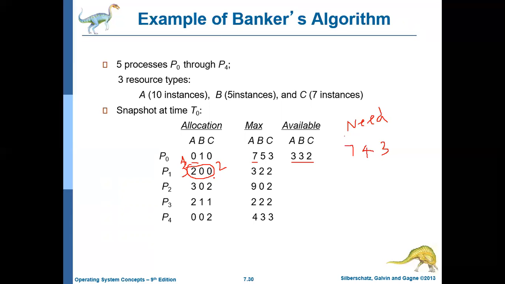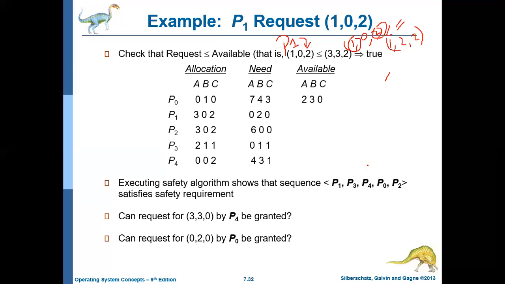And what will happen to available? This 3 will become 2 because one resource from available was given to P1, and this 2 will become 0. So that is how here we got 230, and here we got 302. Now this request from P1 is satisfied. But we will not satisfy it just like that. The operating system, before giving, will check whether a safe state exists or not.